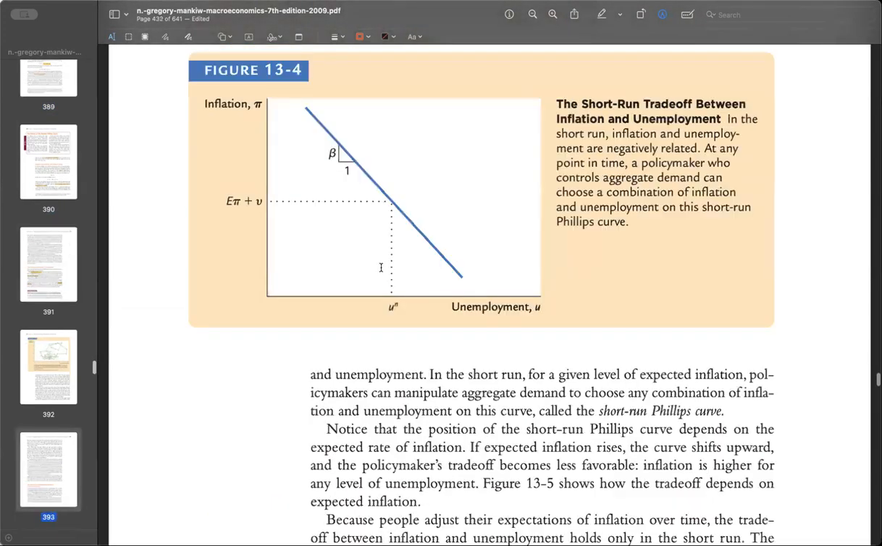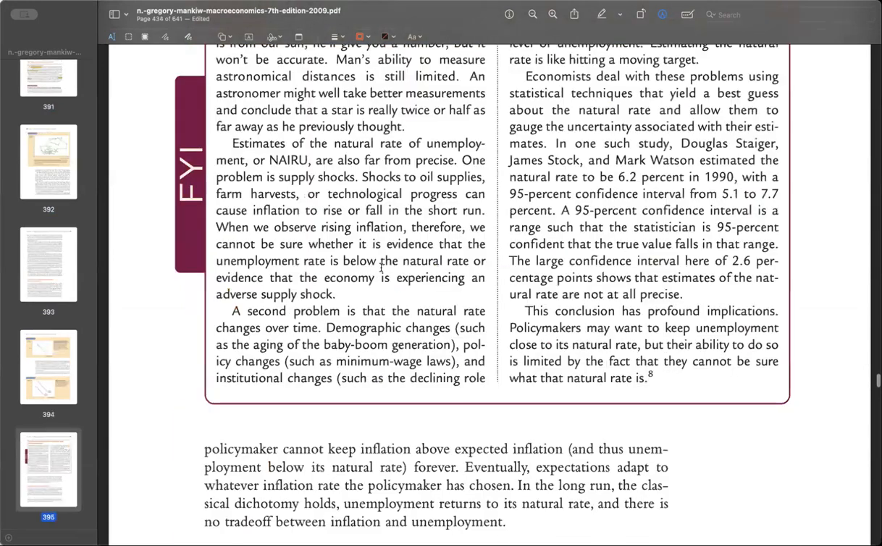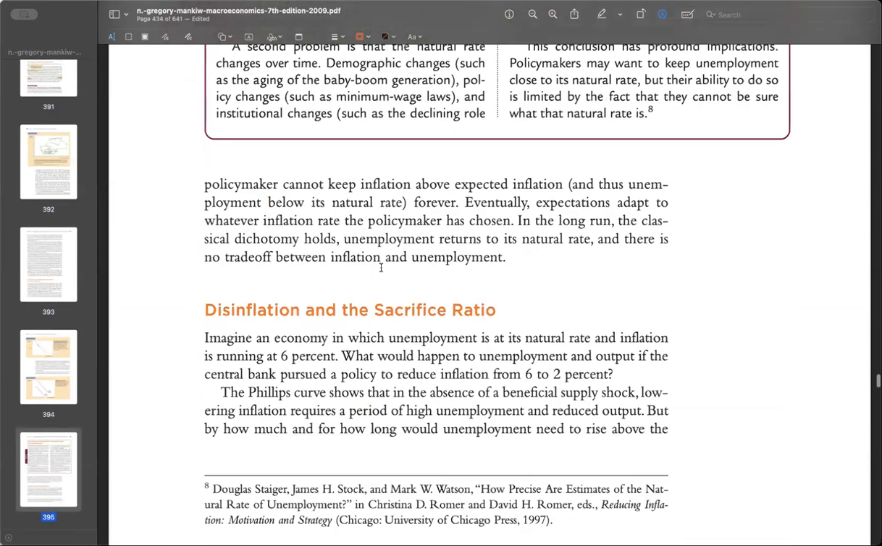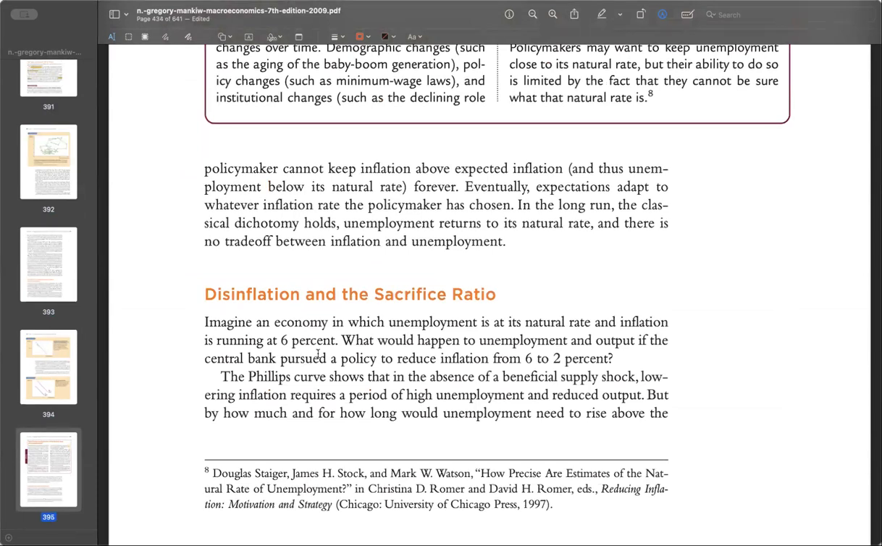All right, so let's go back. And that relates to the sacrifice ratio. So here, the book asks a question. So imagine inflation rate at 6%, and unemployment is at its natural rate, what would happen to unemployment and output if the central bank pursued a policy to reduce inflation from 6% to 2%?